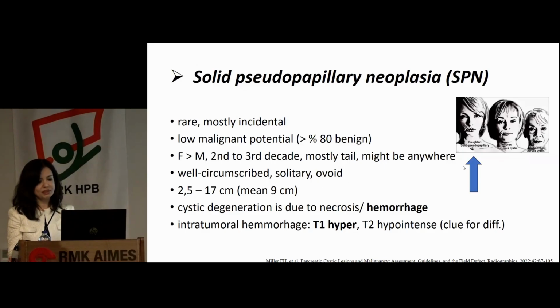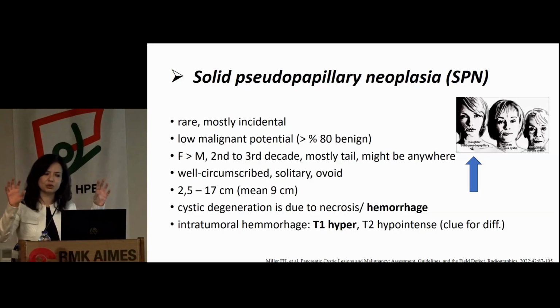SPNs, solid pseudopapillary neoplasias, are typically daughter lesions. They are seen in young age and mostly females. They are mostly solitary. We won't see any ductal communication. Here, the cystic degeneration is due to necrosis or hemorrhage. And if there is hemorrhage inside the lesion, we are lucky because it will have a specific signal on MRI. Normally, cysts are dark on T1 and bright on T2. But if there is hemorrhage, it will be bright on T1 and dark on T2.